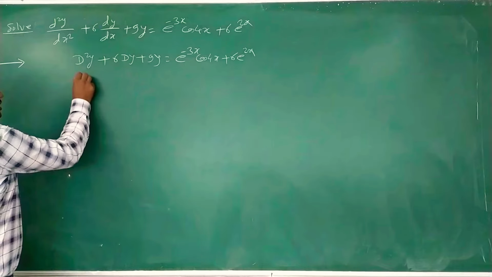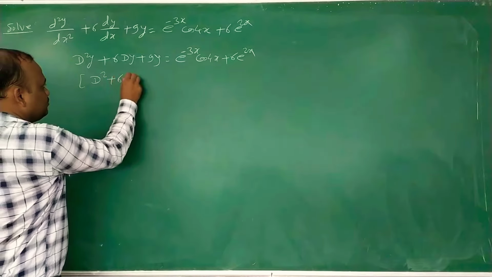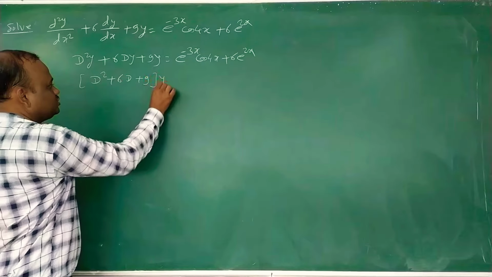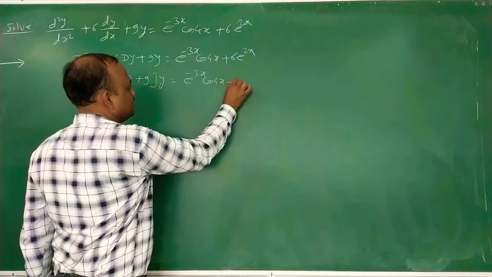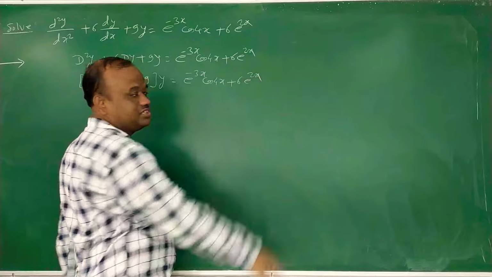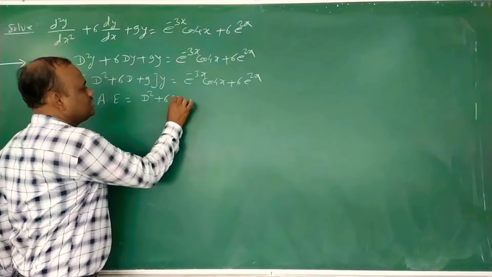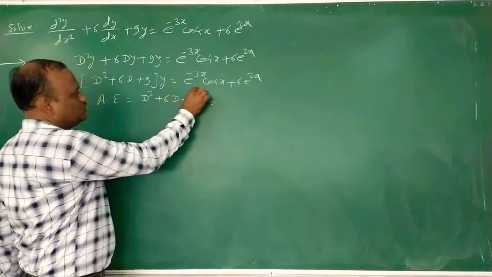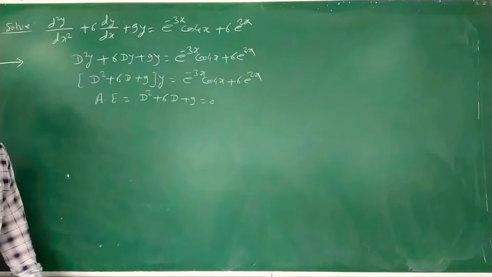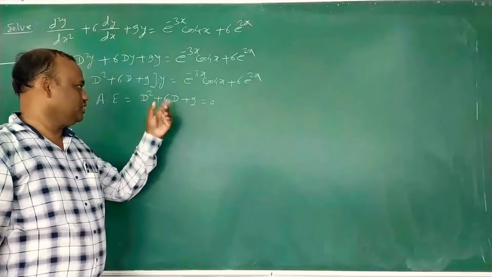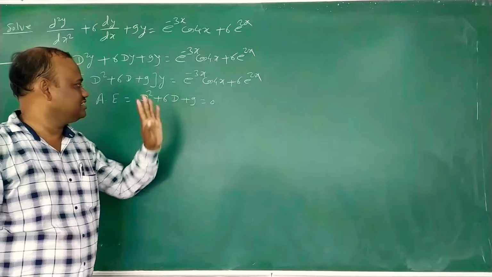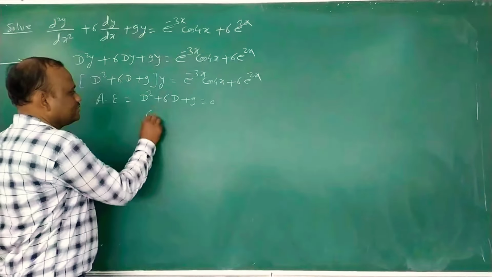If you take y common here, then you will get the auxiliary equation (D² + 6D + 9)y = e^(-3x) cos 4x + 6e^(2x). So the auxiliary equation is D² + 6D + 9 = 0. We know that the solution of this differential equation is CF plus PI. For the complementary function, first we have to find the roots of the auxiliary equation. What are the two numbers whose sum is 6 and product is 9? I think the numbers are 3, 3.